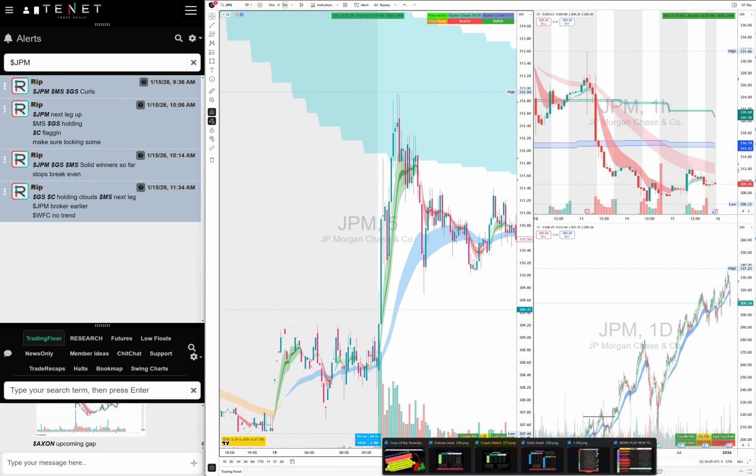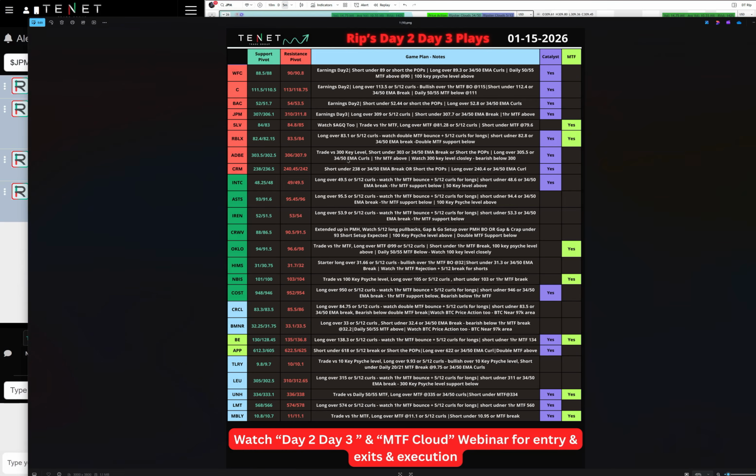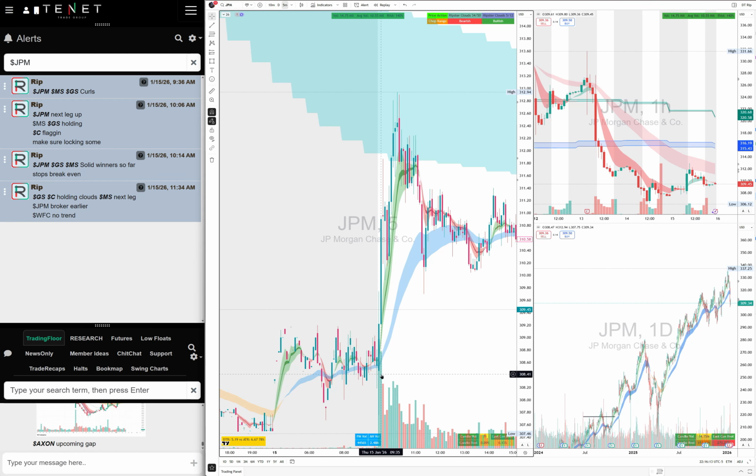Let's look at the game plan on JP Morgan. It was one of the top day 2 longs, long over 309 and 512 calls. You see 512 calls. So we did get a push over 309. As in the pre-market plan, it pushed to 312, and gave us a little $3 there.